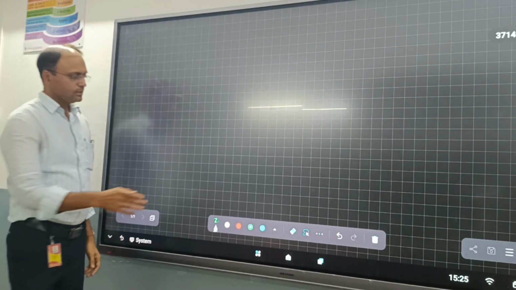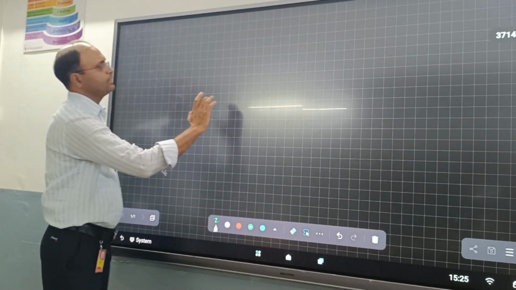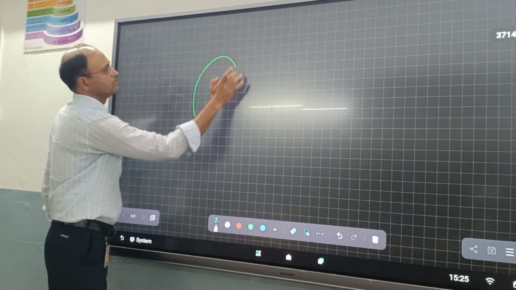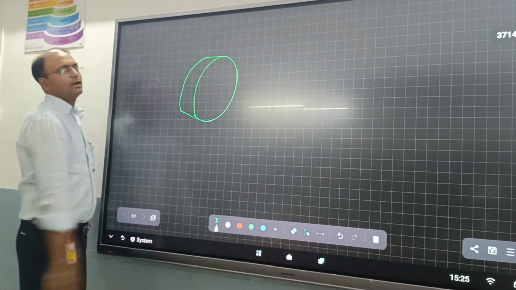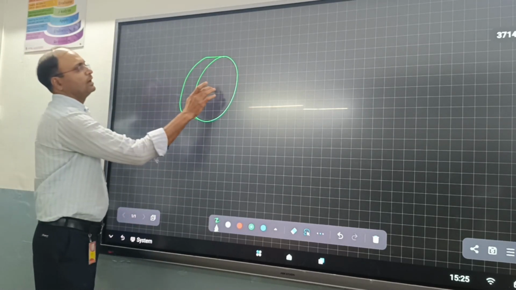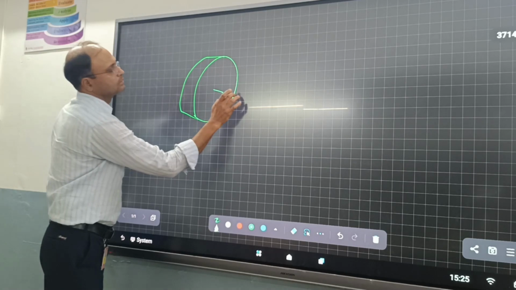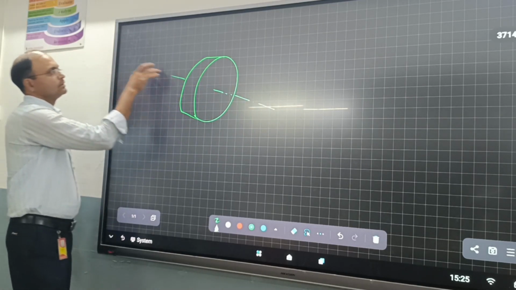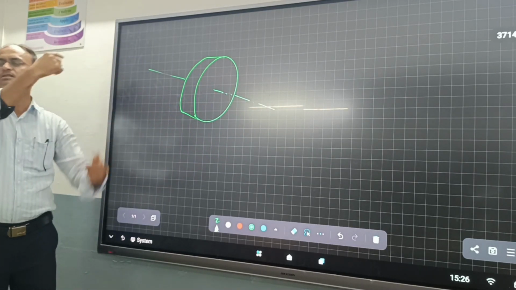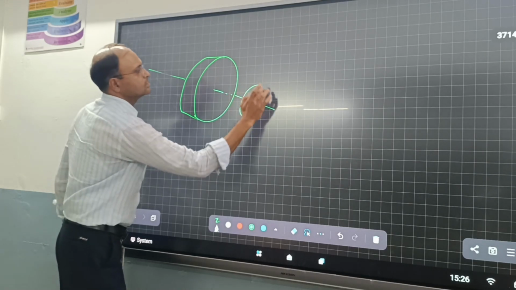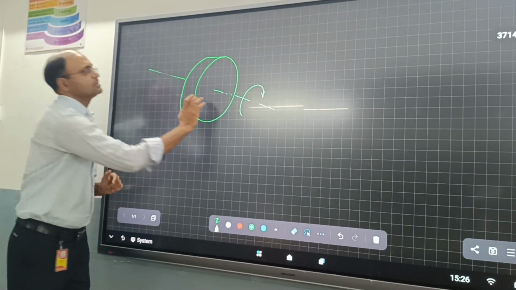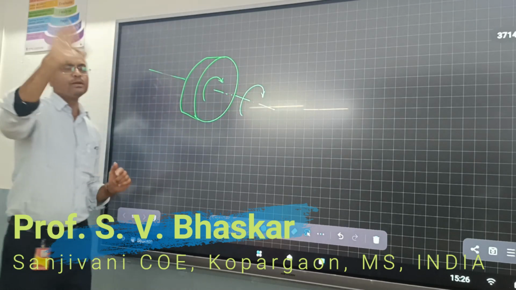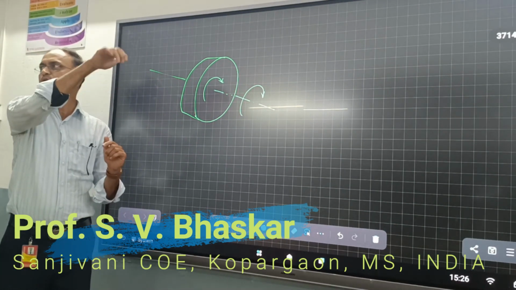For gyroscopic couple to act, first we need to have a circular disc. Assume this as a circular disc and it is rotating around this axis. Around this axis the disc is rotating. Okay, so this is the direction of rotation. Let us say the disc is rotating in this direction. Which direction is this? For you people it is clockwise. Okay, disc is rotating like this.